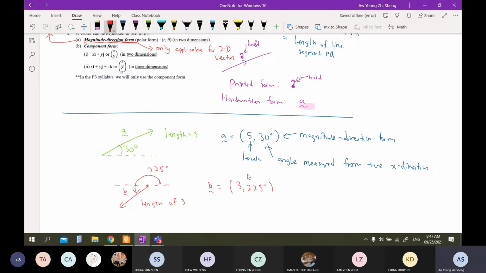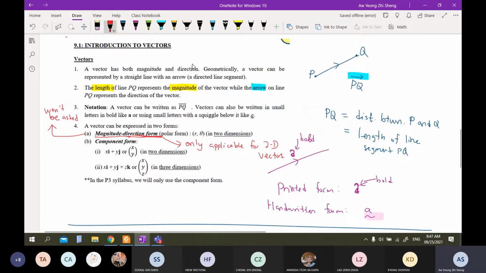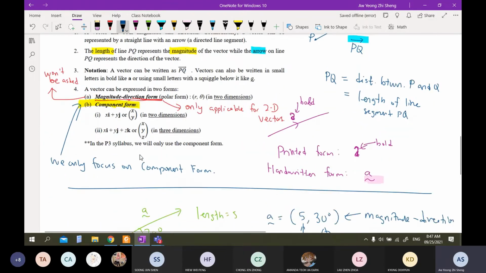However, magnitude direction form is only applicable for two-dimensional vectors. That's why I say it won't be asked in the exam, because 99.99% of the exam questions will be 3D vectors. So our focus here is only the component form. We only focus on this form. You can actually ignore the magnitude direction form. We only learn component form.